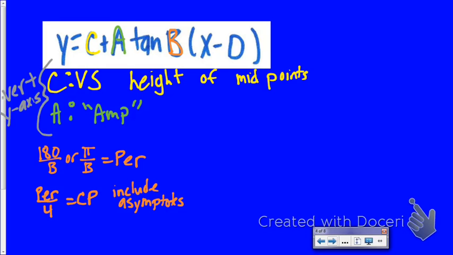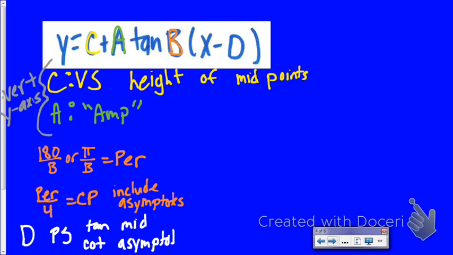And then the last one is D, and D again is very similar. D is still going to be a change, a phase shift, a horizontal shift. But what's a little bit different this time is what kind of a change it is, and it depends if it's a tangent graph or a cotangent graph, what I'm drawing at that point. So at the phase shift, at tangent, I'm going to plot a middle point, whereas at cotangent, I'm going to plot an asymptote at the phase shift. And that's my major difference.